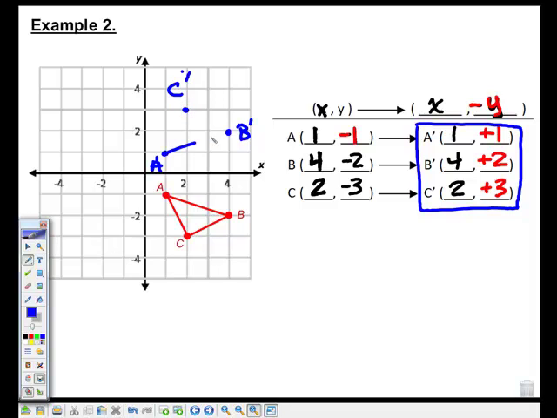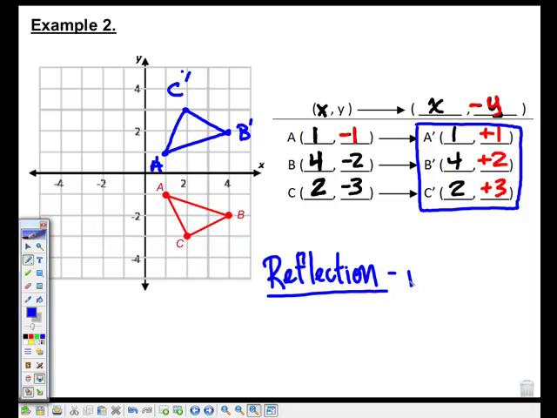And if you connect these, you should see the resulting shape. That type of translation is going to be called a reflection, because what it's doing is resulting in a mirror image.